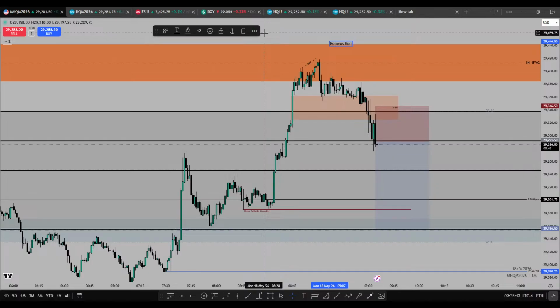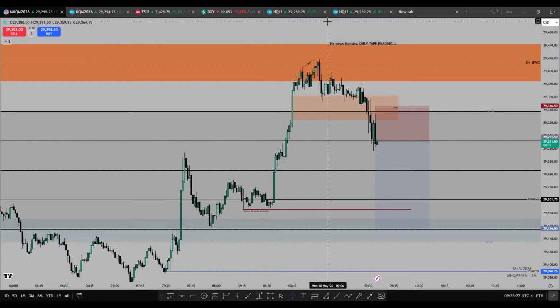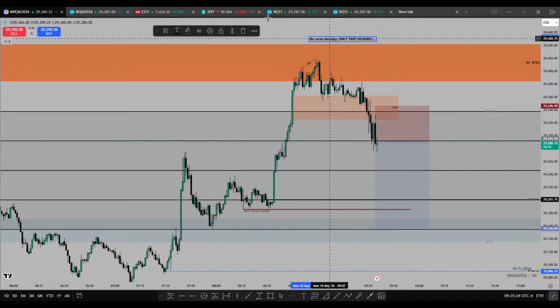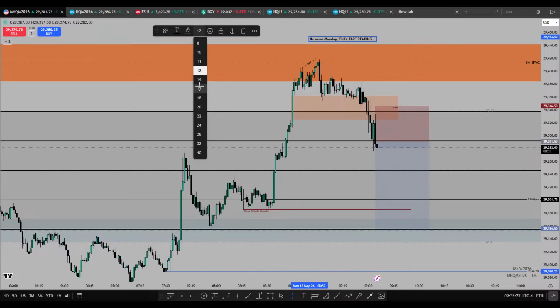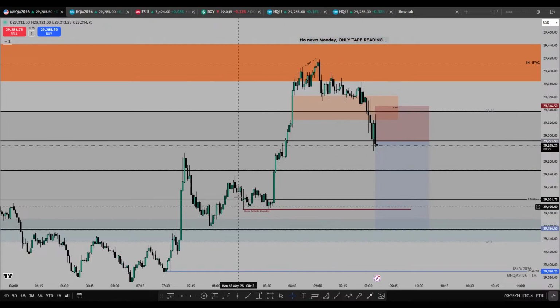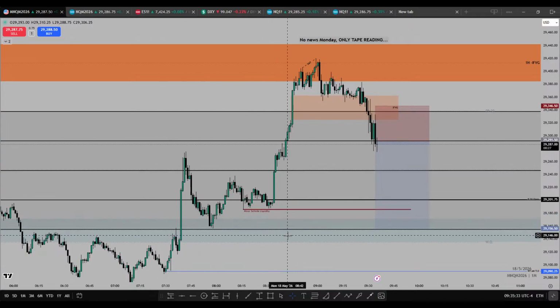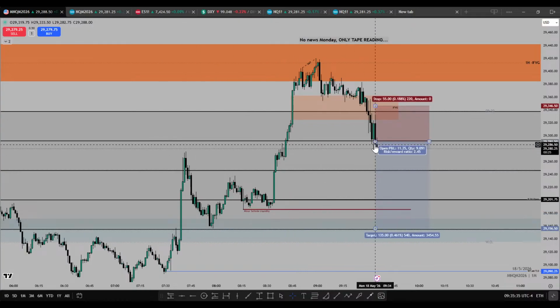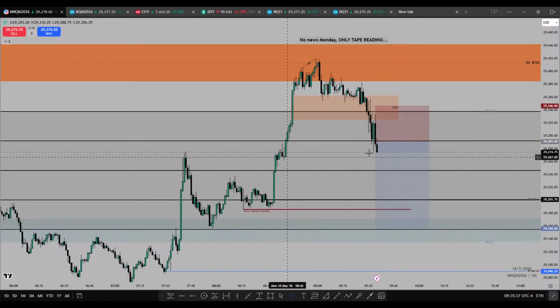No news Monday. Only April. This is in crosshairs for me. Opening range gap upper quadrant. I want price to reach into it.